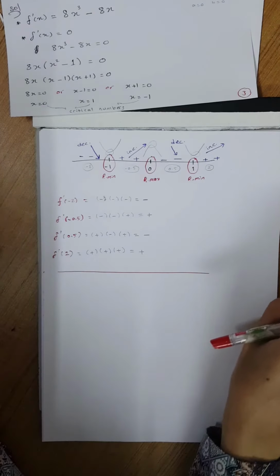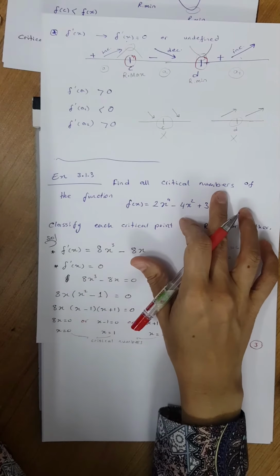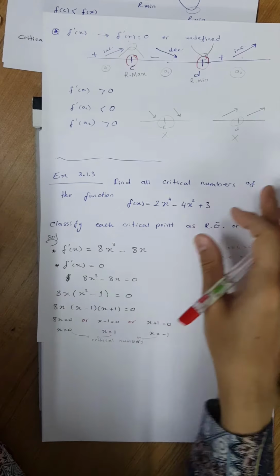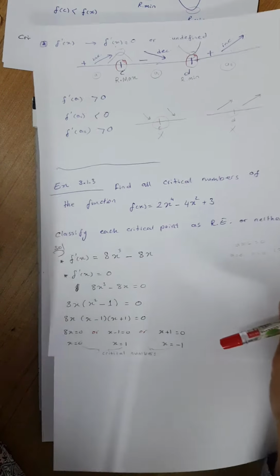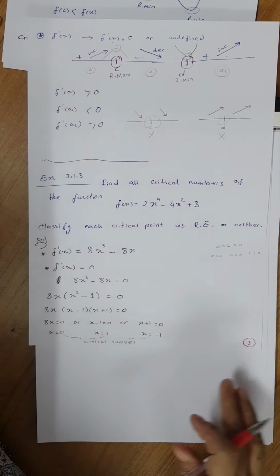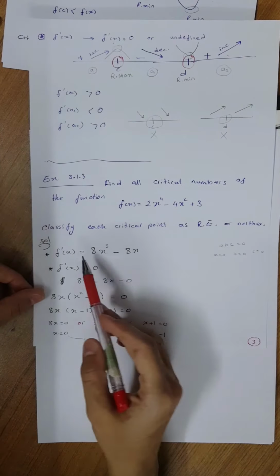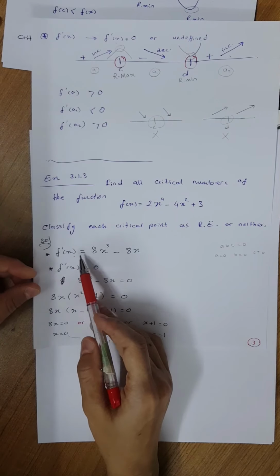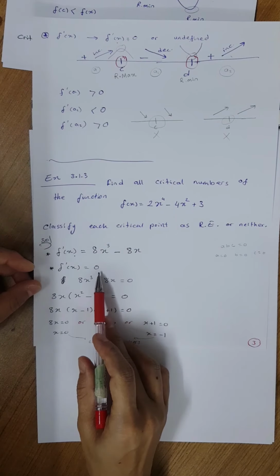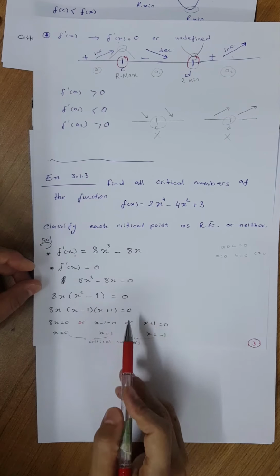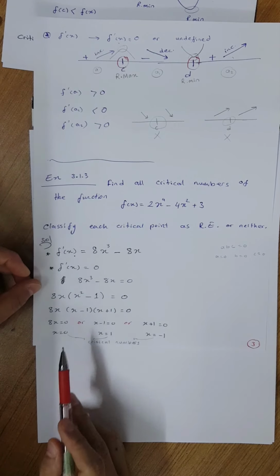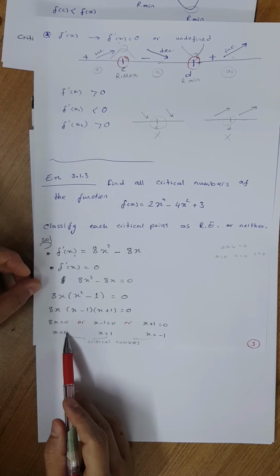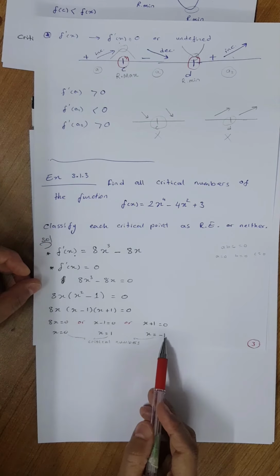And that is the required. What was required from us? It says find the critical numbers and then classify the critical numbers, whether they are relative extrema or not. We found the critical numbers. How did we find them? We found the first derivative of the function. We found those numbers that make the first derivative equal to 0 or undefined. The numbers were 0, 1, and -1.